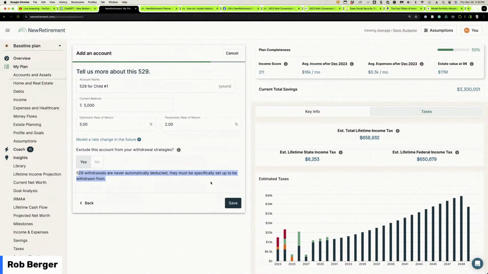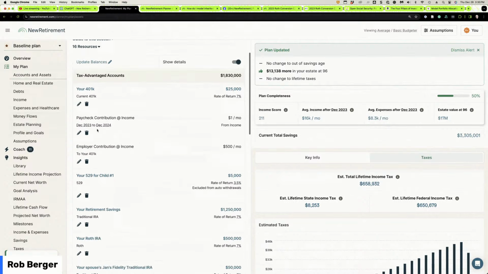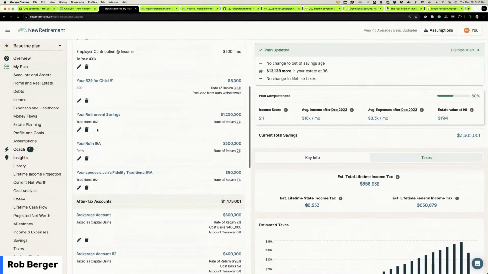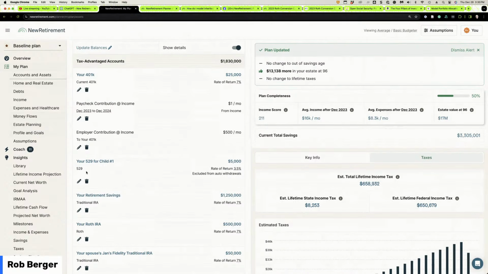Okay. Now, I've just created the 529. Let's see where it put it. It's right here. So it is in a tax advantaged account. So you don't get a federal tax deduction. You may get a state income tax deduction depending on where you live.